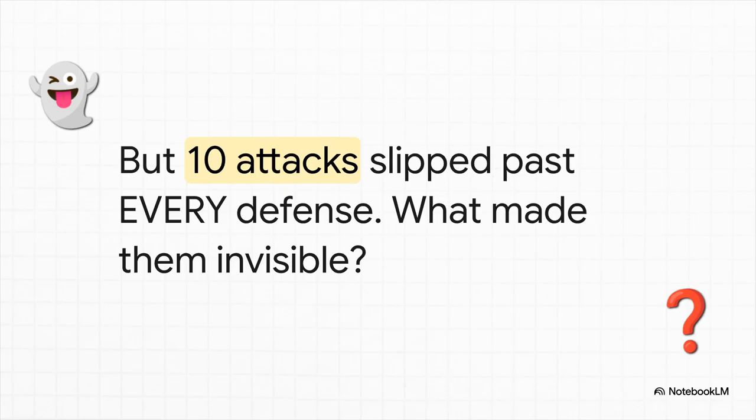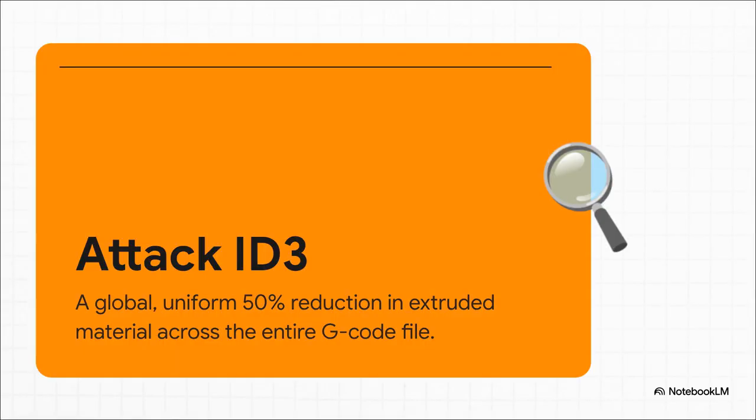But hang on a second. The best method? It still missed 10 attacks. And in fact, every single defense method missed these exact same 10 files. That means there was one type of attack that was for all intents and purposes completely invisible. The ghost in the machine was attack ID 3.